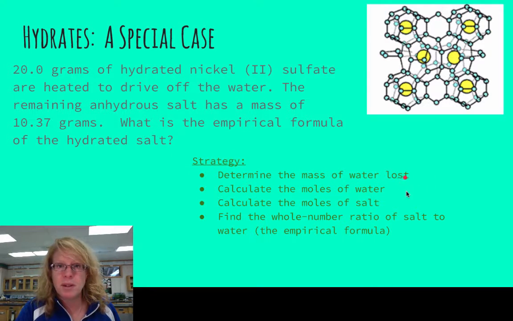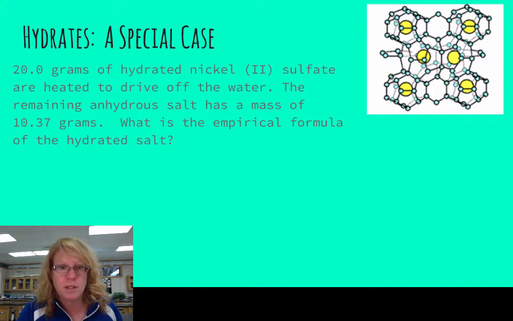So this is what I'm going to do here. Number one, figure out how much water I lost, and then convert that to moles. The second thing I'm going to do is figure out how many moles of salt I actually have. It's important to use the dry salt for this, not the hydrated salt, because in the hydrated salt, all that water is still trapped in there. So we're going to calculate the moles of salt. And then I'm going to do a mole-to-mole ratio, just like we've done in the other types of problems. So let's take a look at what this looks like here.